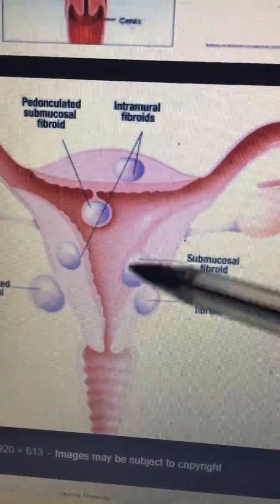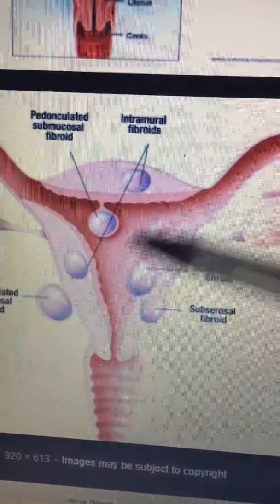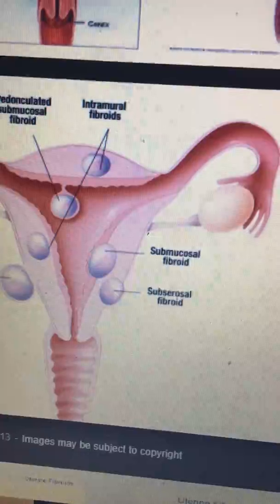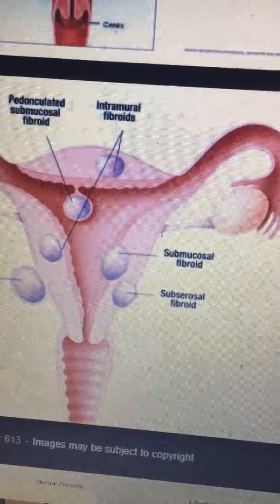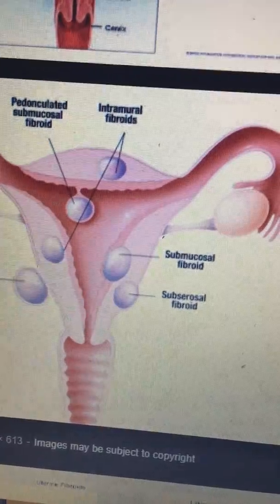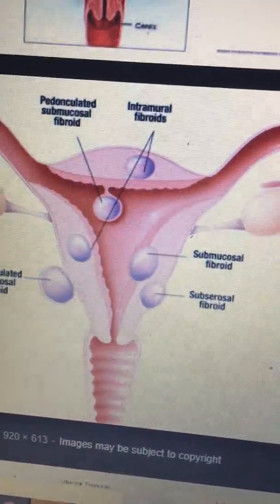So that's what they are. They're just growths. They can be in the muscle layer, it can be inside, and they can lead to abnormal bleeding. It's not necessarily pain that they cause, and they do present in very different ways, but usually it's abnormal bleeding because they're very vascular.